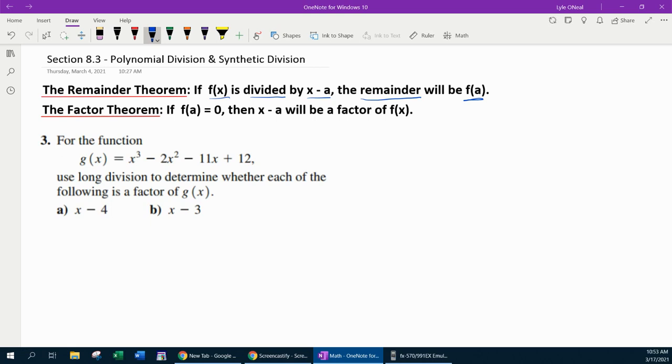And the next one is probably just as cool. The factor theorem says if the function value f of a is 0, then the linear polynomial x minus a will be a factor of f of x. So what that's saying is if you solve this for x and you plug it into the function, if it works out to be 0, then this is a factor of f of x. Again, kind of cool there. And then synthetic division, which we're going to talk about in a minute, is basically a shortcut for long division, provided that your divisor is a linear polynomial.